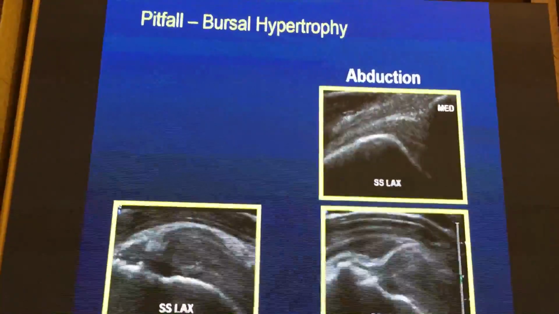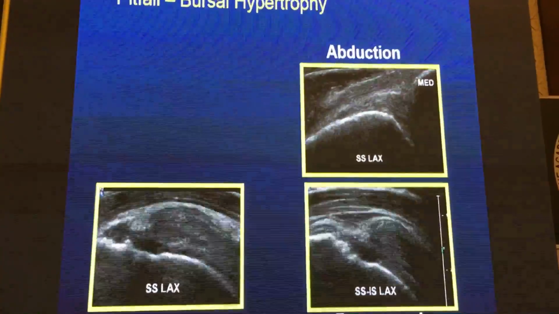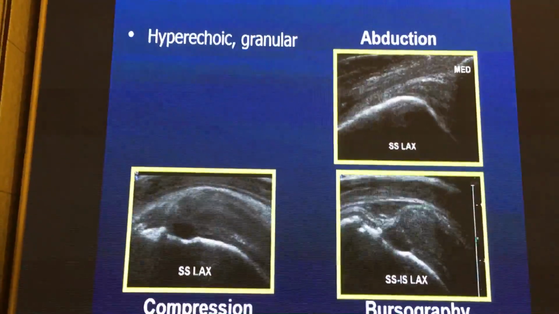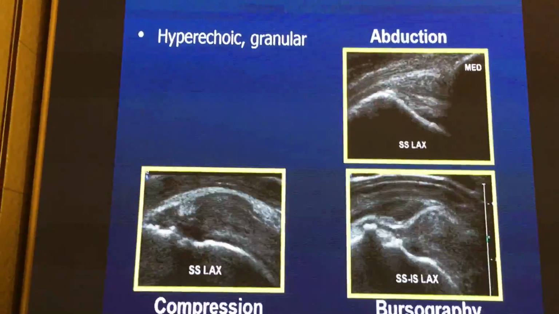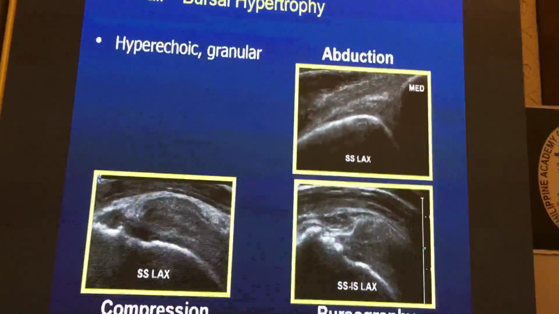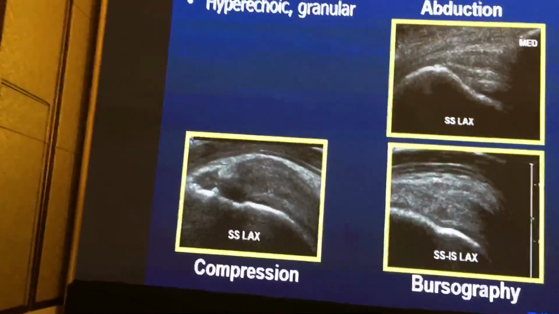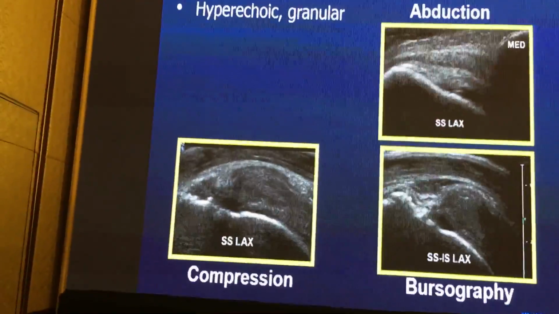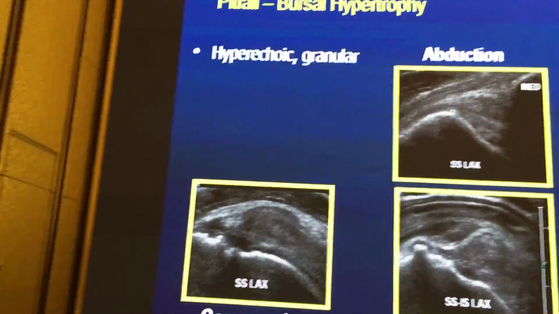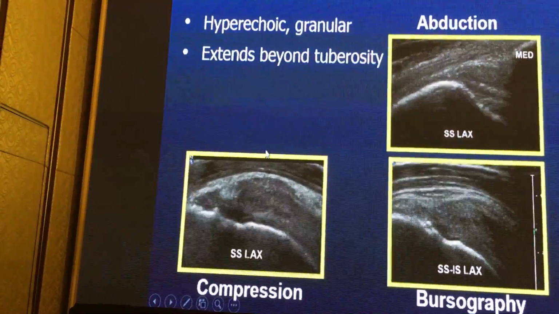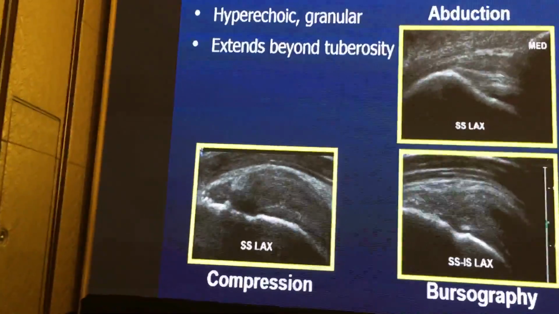So one of the pitfalls that can happen, particularly on these bursal surface partial thickness tears, is you get bursal hypertrophy. And this hypertrophic bursal tissue will lay into the defect of the tear, and it'll mimic rotator cuff tendon. And so you look at it and it looks like there's tendon in that area, but in fact there's a tear. So there are some different things that you can do to try to get around that problem.